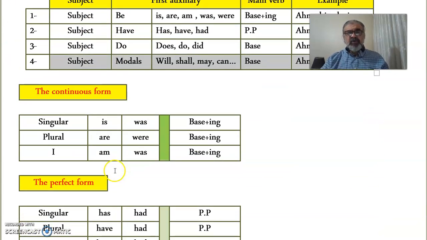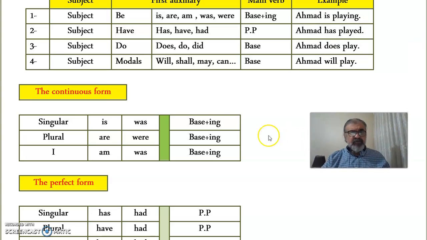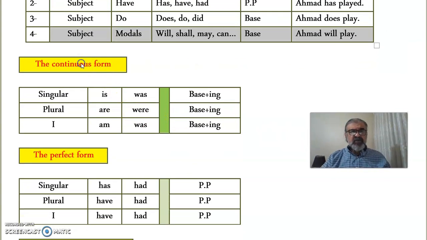Let's go on. Now we're going to take forms and examples. The continuous form, singular is or was. Now because this is present continuous and this is past continuous, so is or was plus base ing. The plural are or were plus ing, and I takes am or was plus ing.